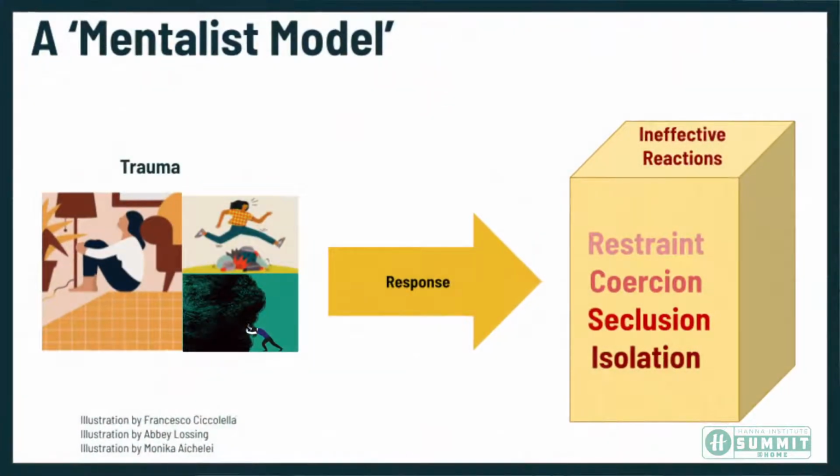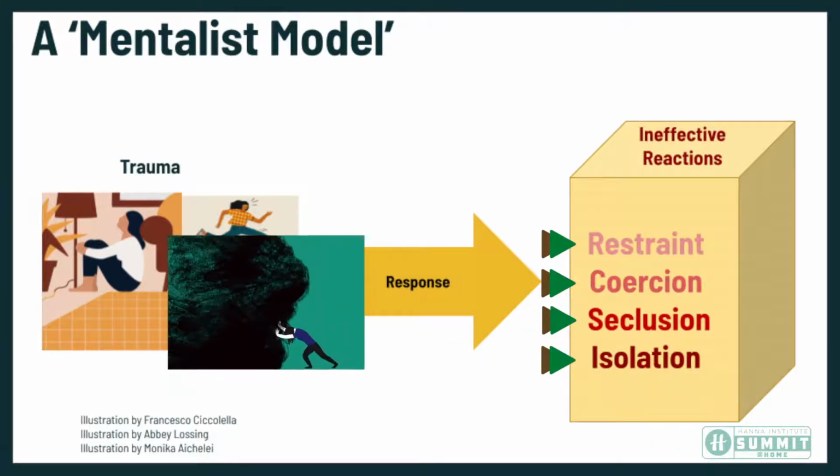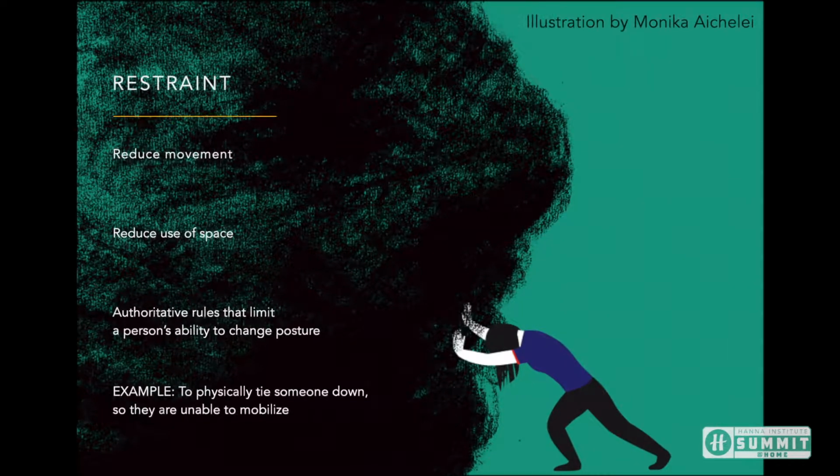Awesome science! Now, the mentalist model really has 4 different actions we use to keep people in relationship. These are going to sound very familiar to you. The 4 actions of the mentalist model are using restraint, coercion, seclusion, and isolation. Let's break down what that means. When we're talking about restraint, we mean reducing movement, reducing use of space, using authoritative rules that limit a person's ability to change posture that we did not co-create or were agreed on beforehand.